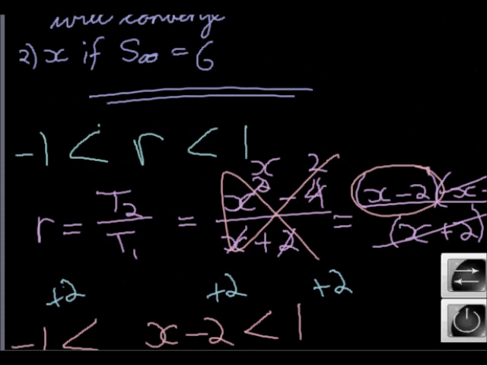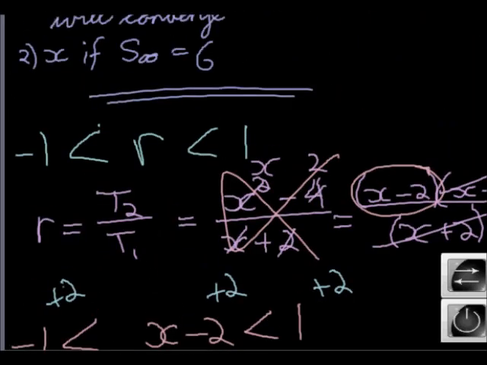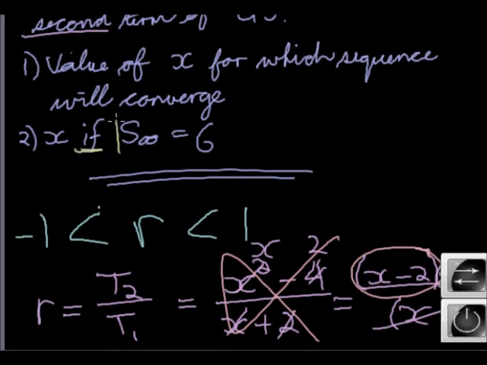Okay, second question. What will be the value of x if the sum to infinity is equal to 6? Let's start with the fact that the sum to infinity is equal to 6. Now guys, we may use this. They say, if this is true, that means that is true. Assume it is true. Use it.